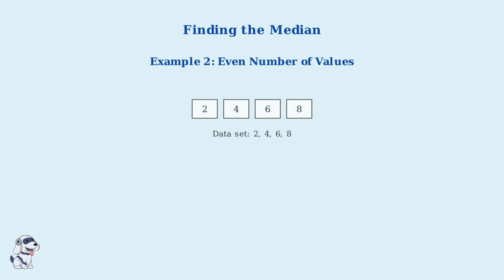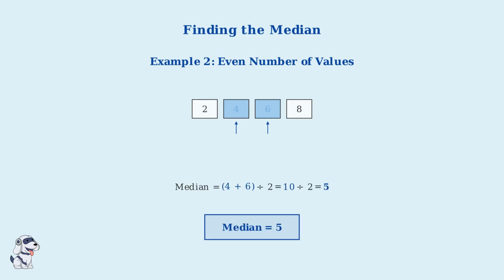Now let's look at what happens when we have an even number of values. Consider this dataset with 4 values, 2, 4, 6, 8. Since we have an even number of values, there is no single middle value. Instead, we have 2 middle values, 4 and 6. To find the median, we calculate the average of these 2 middle values. The calculation is 4 plus 6 divided by 2, which equals 5. Therefore, the median is 5. Remember, for odd-numbered data sets, the median is the middle value. For even-numbered data sets, the median is the average of the 2 middle values.